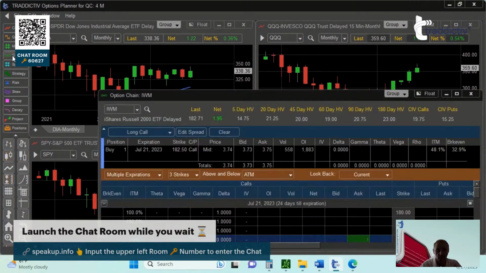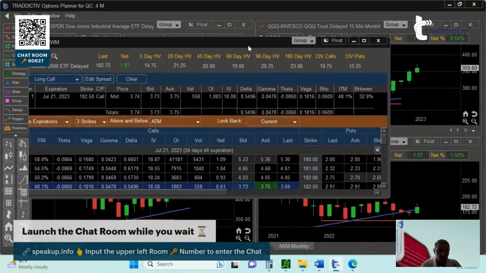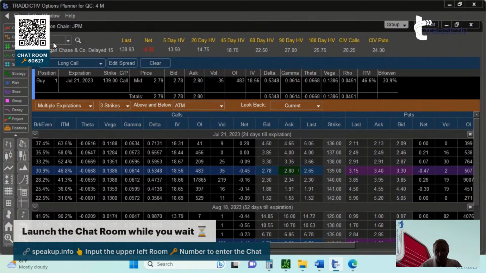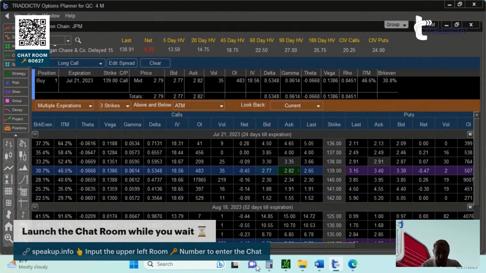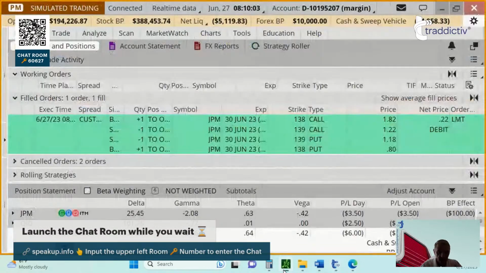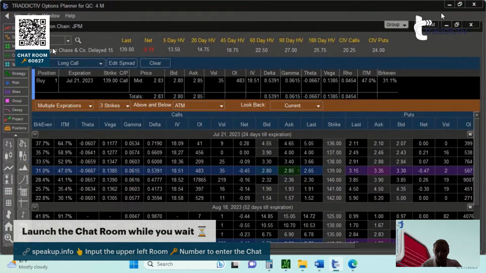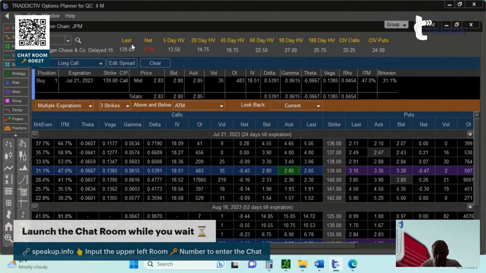So I'm going here in the option chain, and I'm repeating the same process. First of all, in the option chain, I need to type in JP Morgan Chase. JP Morgan Chase is currently trading in a live market. It was trading at 139 when we placed the trade. Right now it's just slightly below it, so it's trading down. JP Morgan Chase is trading around 139 approximately.